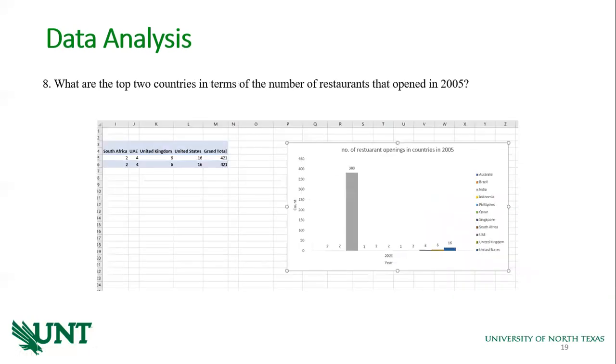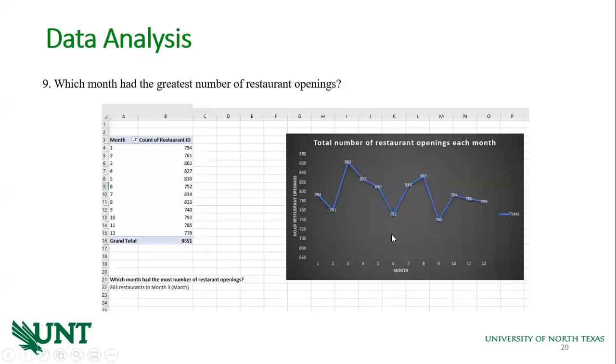What are the top two countries in terms of number of restaurants that opened in 2005? I've created a date column to generate random dates for each restaurant and consider that as the restaurant opening date. All the analysis performed hereafter is based on the date column. There are 383 restaurants from India, 16 from Australia, 6 from Indonesia, and 4 from Qatar, and these are the number of restaurants that opened in 2005.